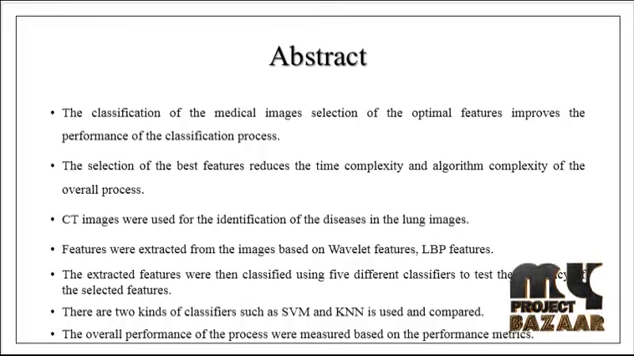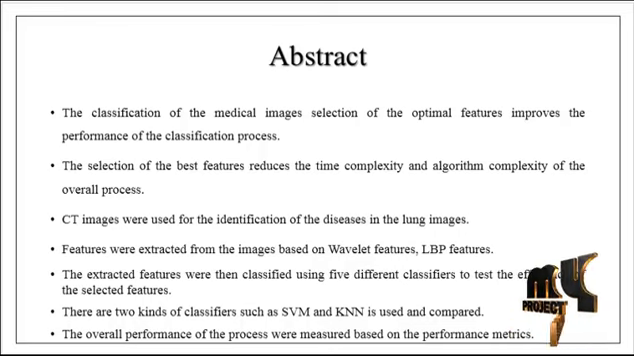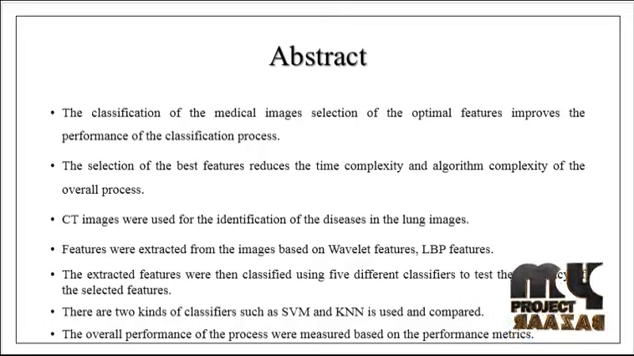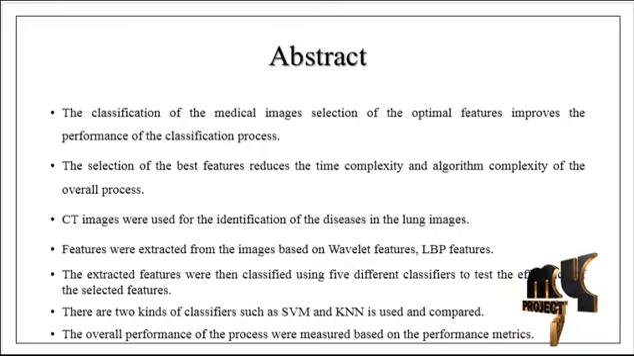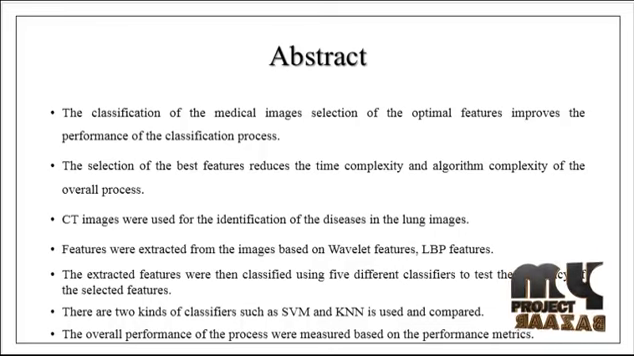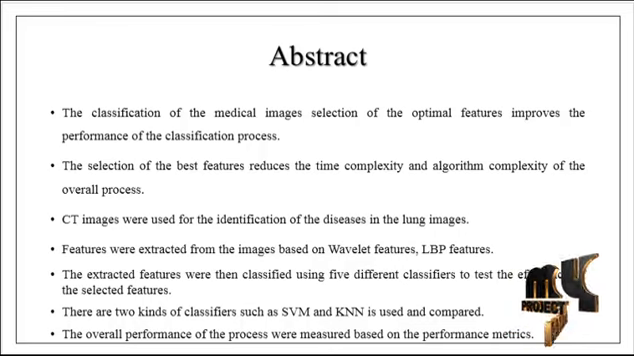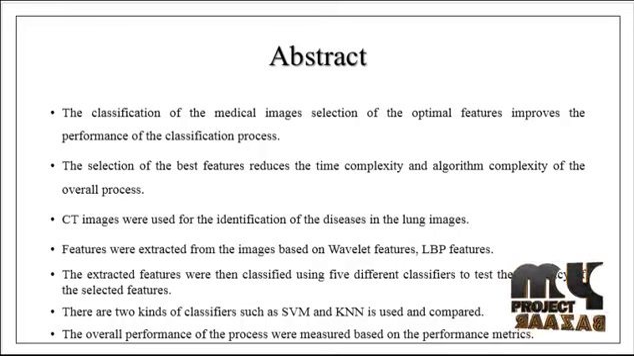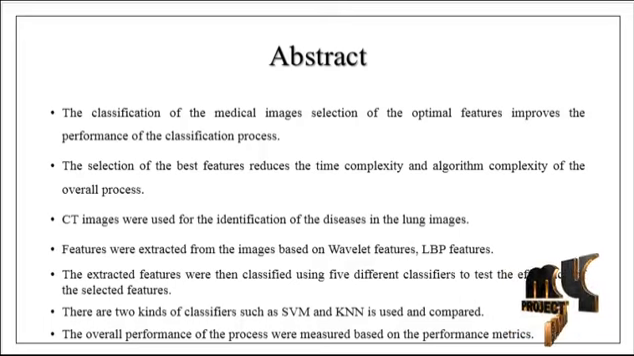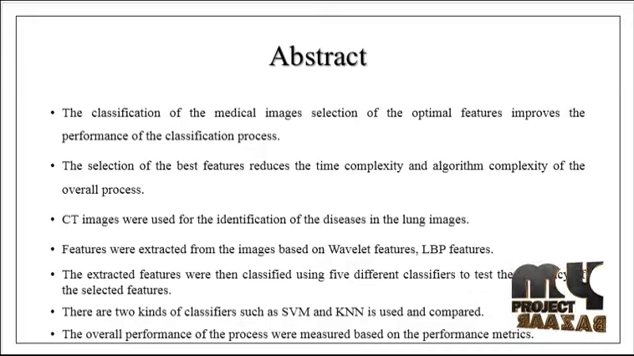The 2 classifiers, SVM and KNN, are used as a compound method to classify which kind of disease has occurred in the image, whether the image is normal or diseased. Whatever it is, the type of the disease will be classified. The overall performance of the process is measured based on performance metrics like accuracy, sensitivity and specificity. The accuracy, sensitivity and specificity of KNN as well as SVM will be evaluated separately.